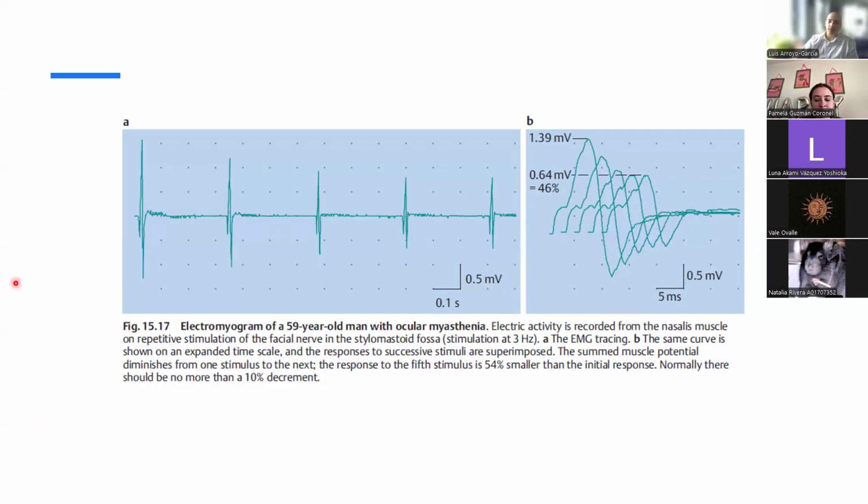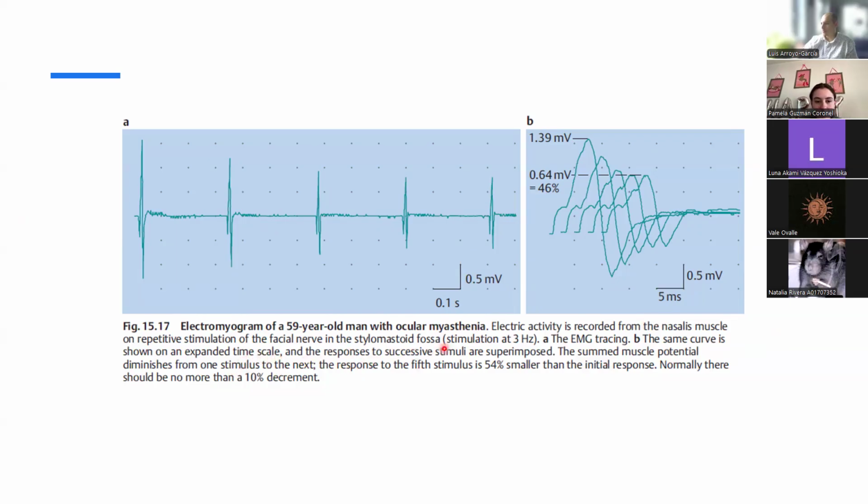The problem with myasthenia gravis, and what makes it different, is that normally this should maintain the same amplitude. When you give an impulse and then a second impulse of the same magnitude, you should have the same response in the muscle. The problem here is that the response decreases and decreases every time. This is how we can differentiate myasthenia gravis. Every time, the electrical activity is reducing.